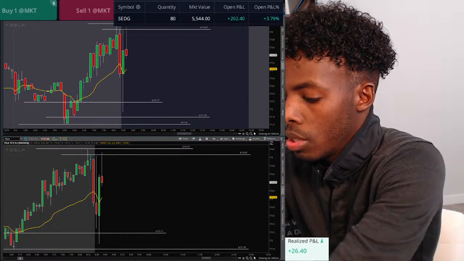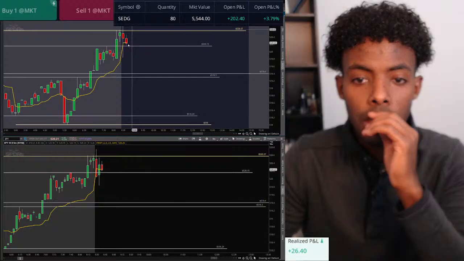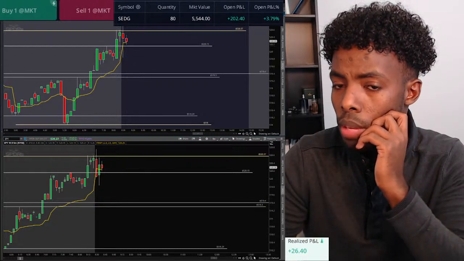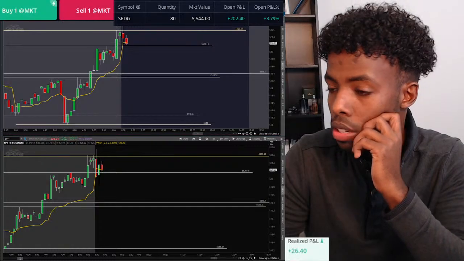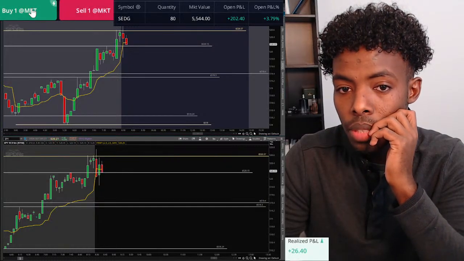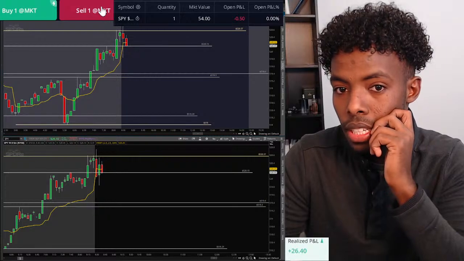SPY has approached that level. Take a look at right here. So you can certainly get a call. Let me get a tight call right now for SPY. It's a tight call, anything below the VWAP is gonna get out. Yeah, just expected. Here we go.